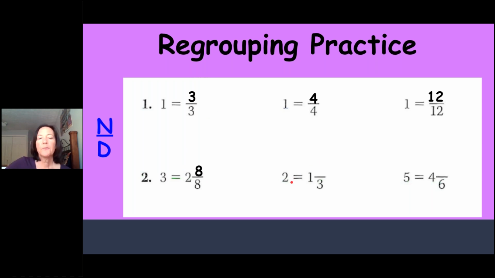Okay, so the next one. 2 is the same thing as 1 and how many thirds? Okay, we just did that one over there. Well, it's going to be 1 whole. We need it to be a total of 2. So we have 1 whole, and how many more thirds? We actually are going to need 2 wholes. So how many thirds would make a whole?